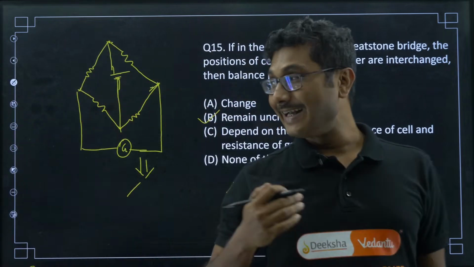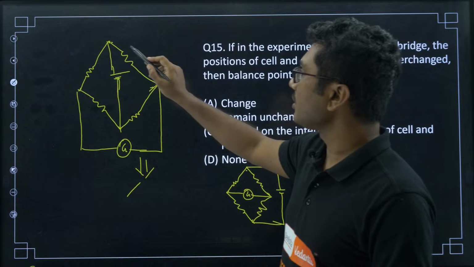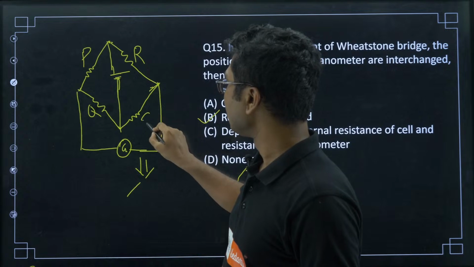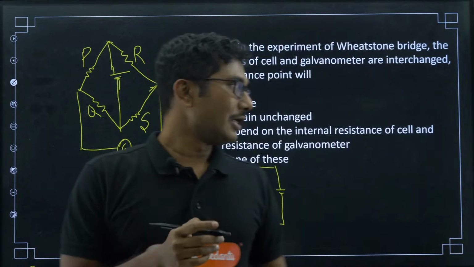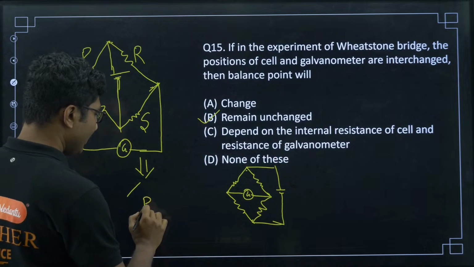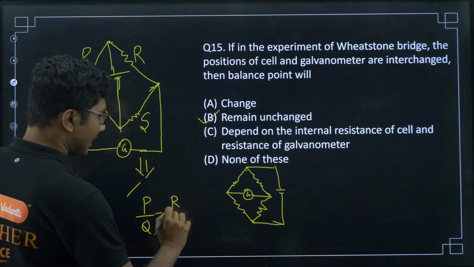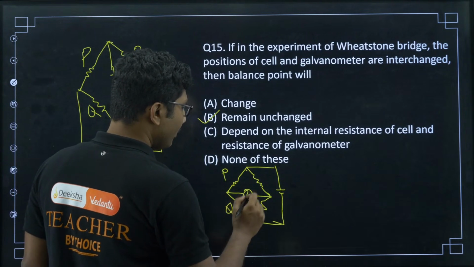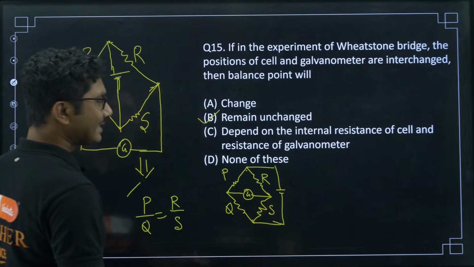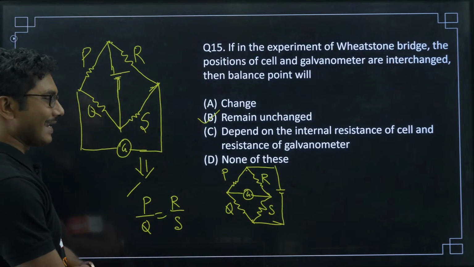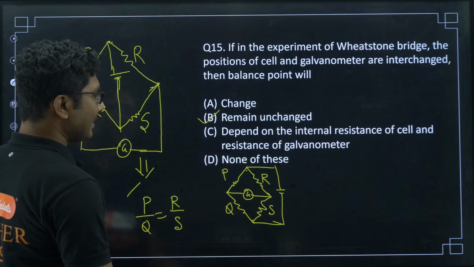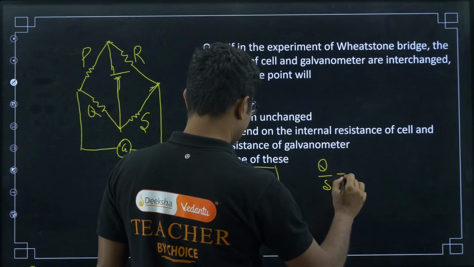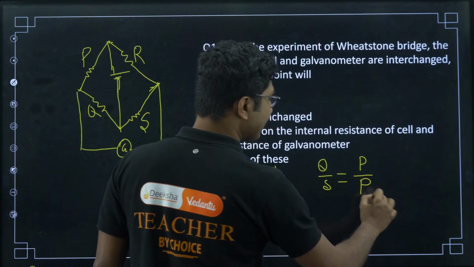So this is actually a very interesting question. It will not change, because what is the condition for balance? P by Q is equal to R by S, right? This is the condition for balance. Now if you see, this is P, this is Q, this is R, this is S. Now let's see what the condition for balance is in this case. In this case the balance will be Q by S is equal to P by R, in case they are in balance.